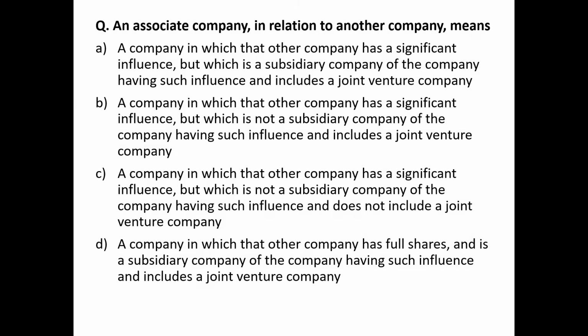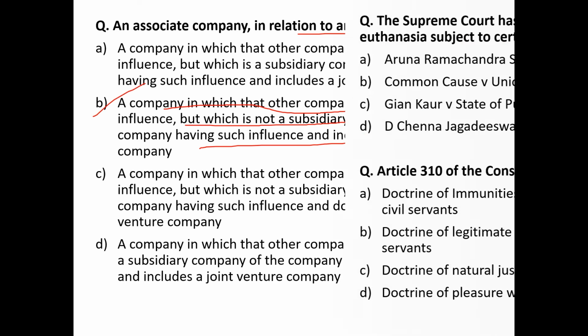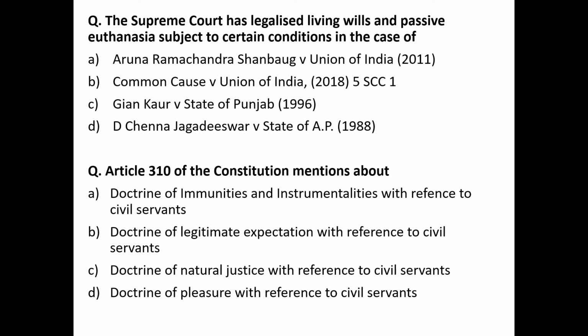Next question. An associate company in relation to another company means a company in which that other company has a significant influence, but which is not a subsidiary company of the company having such influence, and includes a joint venture company. Option B. Next question. The Supreme Court has legalized living wills and passive euthanasia subject to certain conditions in the case of Common Cause vs. Union of India. Option B.